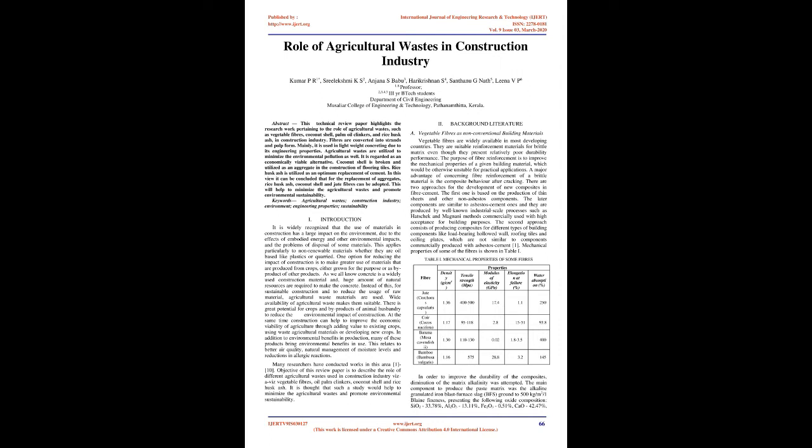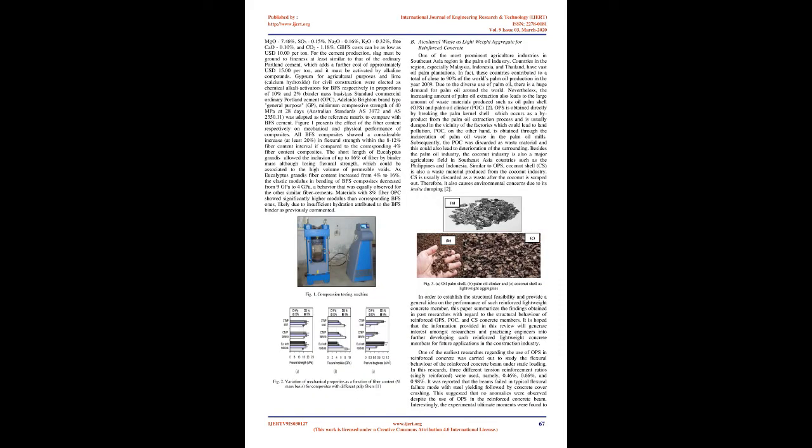The main component to produce the paste matrix was the alkaline granulated iron blast furnace slag, BFS, ground to 500 kg/m2/1 Blaine fineness, presenting the following oxide composition: SiO2-33.78%, Al2O3-13.11%, Fe2O3-0.51%, CaO-42.47%, MgO-7.46%, SO3-0.15%, Na2O-0.16%, K2O-0.32%, Free CaO-0.10%, and CO2-1.18%. GBFS costs can be as low as $10 per ton.